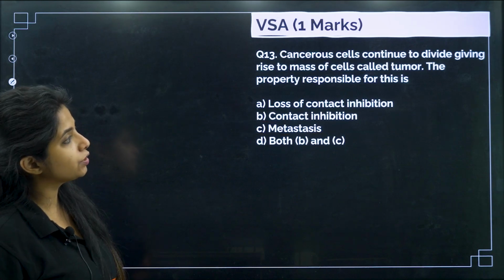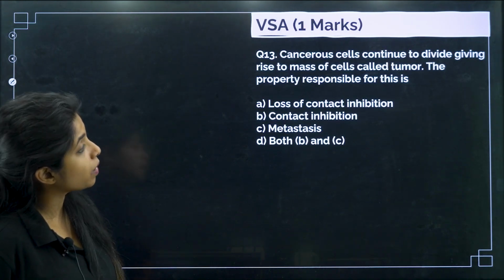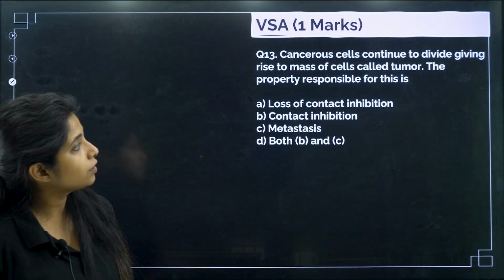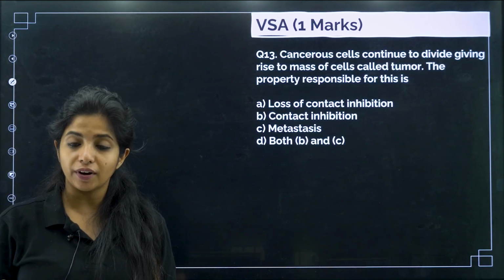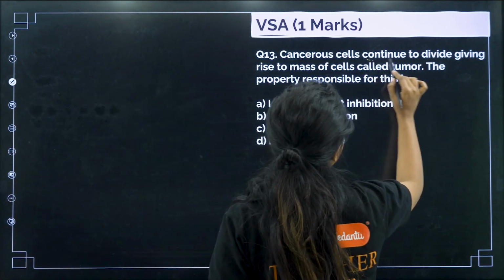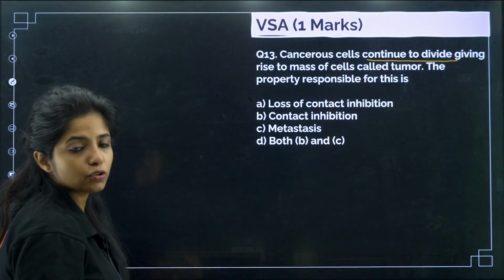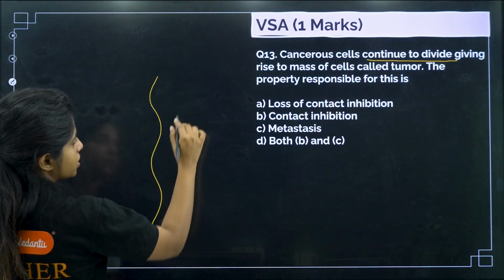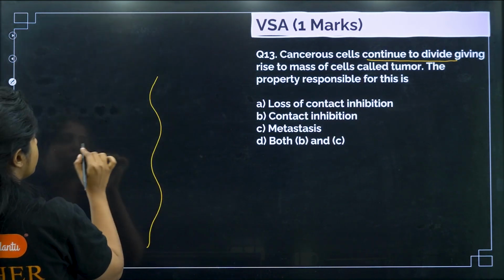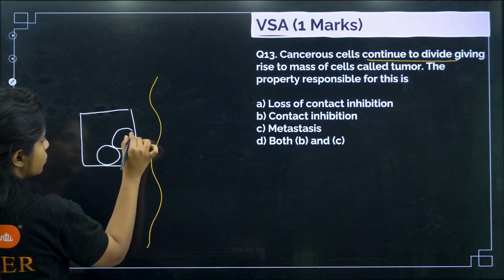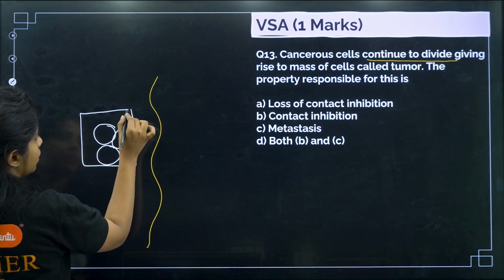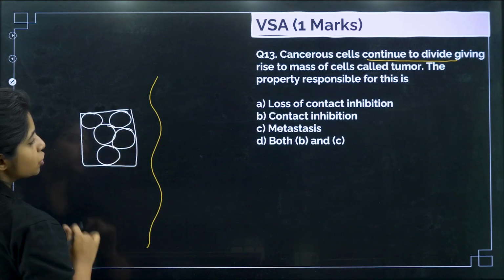Cancerous cells continue to divide, giving rise to a mass of cells called a tumor. The property responsible for this is what? So cancer cells continue to divide. That is something catchy over here. What happens to a normal cell and what happens in the case of cancer cells? Normal cells I'll make first. For example, this is a box. I have one cell. This cell divides into two. Other cells divide.